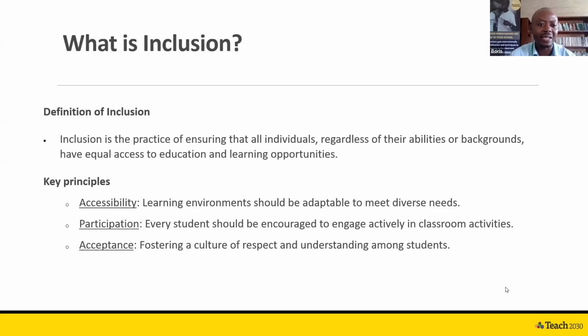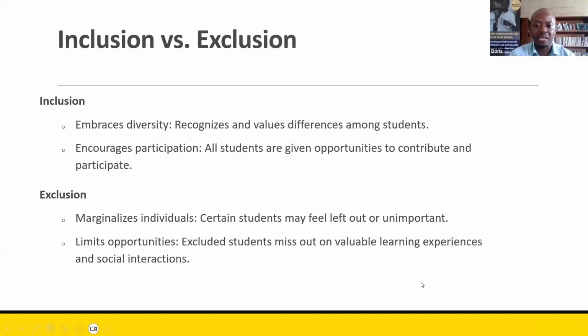And the last one is acceptance. The first part of making students comfortable and learning conducive is to accept every person for who they are. So fostering a culture of respect and understanding among students is a principle that will ensure inclusion. So inclusion embodies all of this. We are also going to be looking at what then is the difference between inclusion and exclusion.